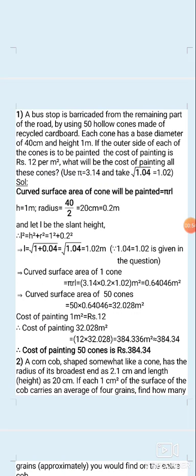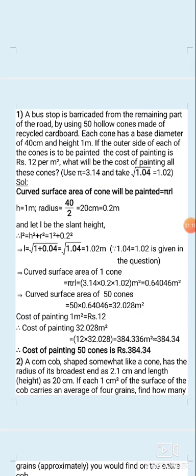If the outer side of each of the cones is to be painted, the cost of painting is Rs 12 per meter square. What will be the cost of painting all these cones? Use pi is equal to 3.14 and take square root of 1.04 is equal to 1.02. Two values are given here.